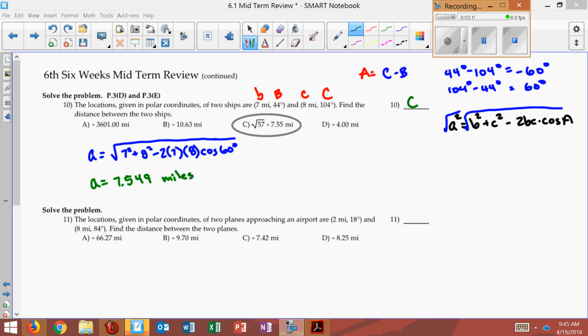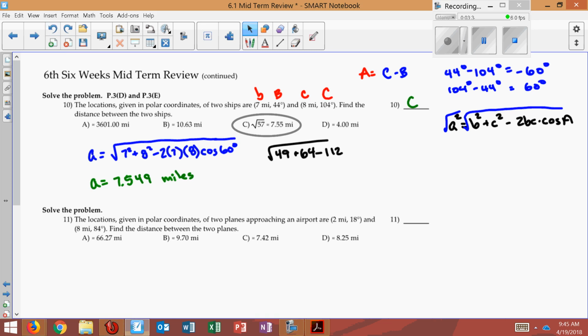What we did here is reduce this by saying we have the square root of 49 plus 64 minus 2 times 7 is 14 times 8 is 112, I believe. Let me check that. Well, it would be 56 times 2, so yeah, 112. And then times the cosine of 60 degrees. And we'll do a hand trick for that in a second.